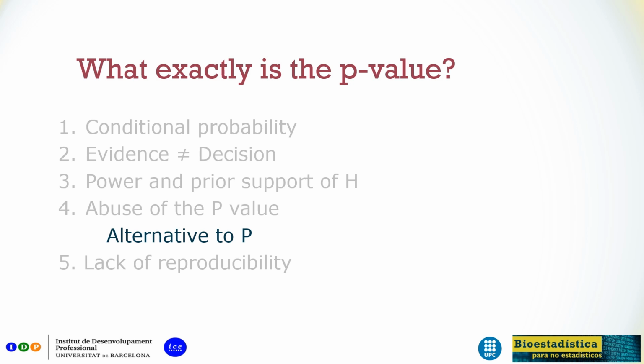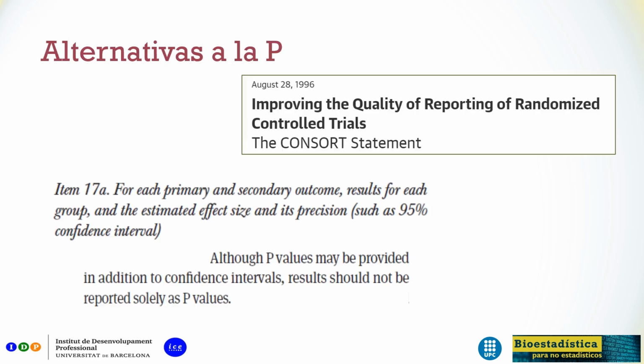However, we do have alternatives to the value of p. The CONSORT guide for reporting the results of randomized intervention studies, which was published last century, asks researchers to report the magnitude of the effect accompanied by the compatibility intervals, and it also asks that orphan p-values not be reported.